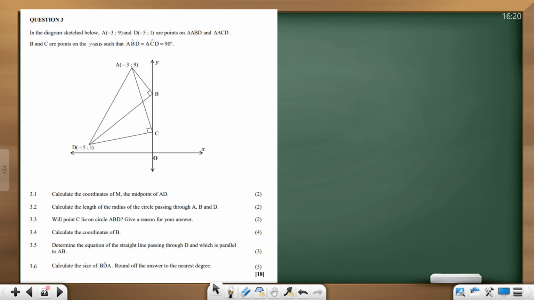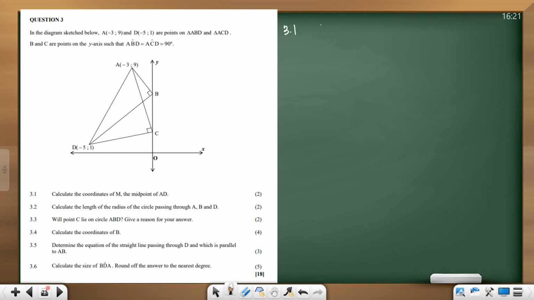In the diagram sketched below, we have A and D as points on triangles ABD and ACD. B and C are points on the Y axis, and they give us 90 degrees. Calculate the coordinates of M, the midpoint. You see, that is an everybody mark, right? How do you calculate midpoint? X1 plus X2 over 2, Y1 plus Y2 over 2. That mark is for everybody from grade 10.